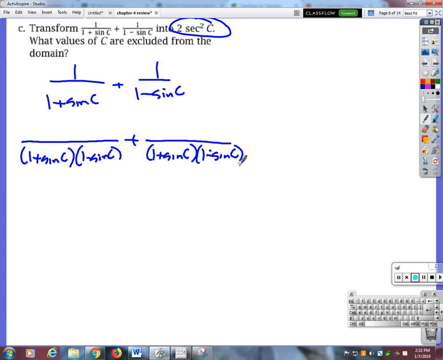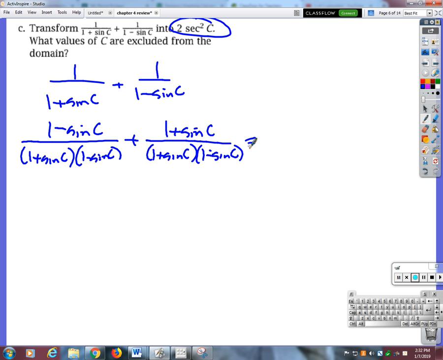Okay, we'll mess with that in a minute. What did I multiply this by to get this common denominator? 1 minus sine of c, so I have to multiply the top by that also, right? Well, the top is just 1, yes. If I multiply that by 1 minus sine c, I just get 1 minus sine c. What did I multiply this by to get the 1 plus sine c, so I get 1 plus sine c on top.